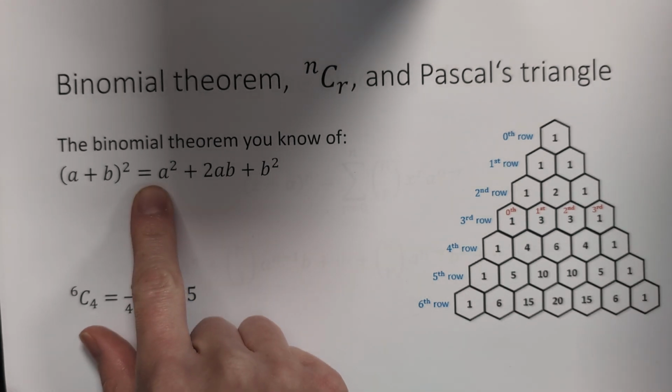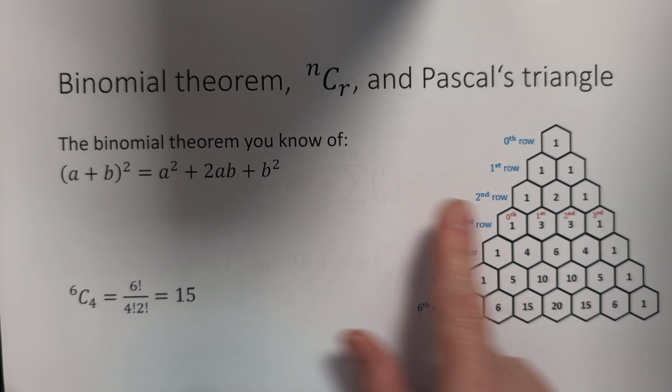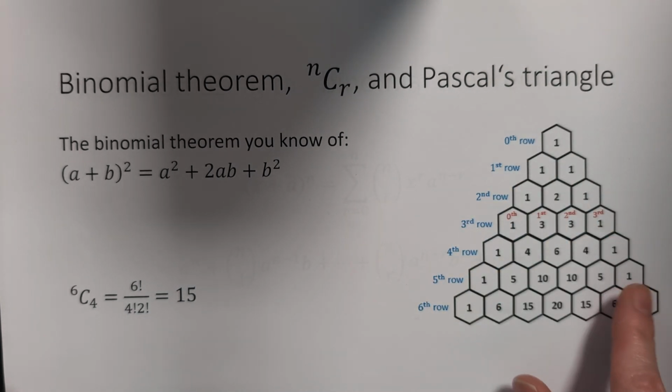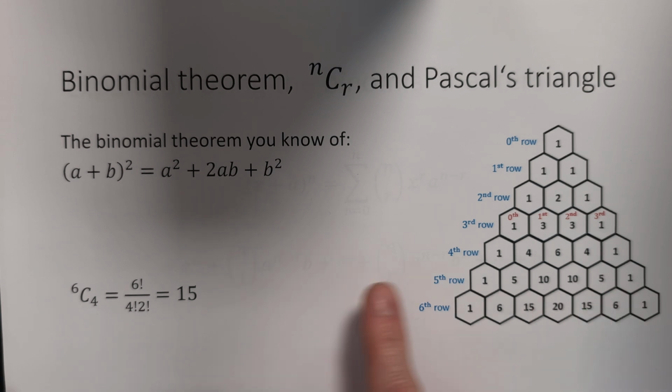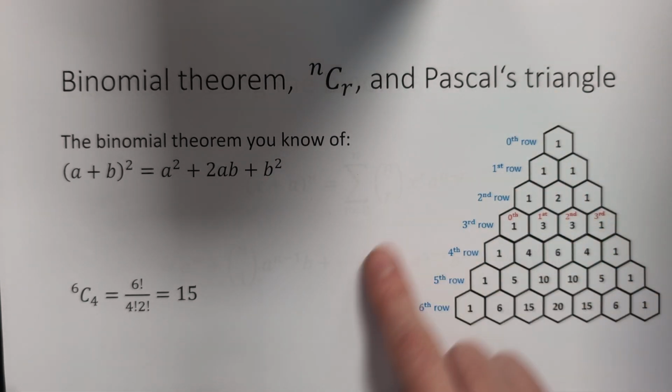And what you'll notice here is this is 1a squared, 2ab, and 1b squared. Okay, that's the second row, the second power. We'll come back to this Pascal's triangle in a second. What we want to do is expand it now beyond just squaring something.